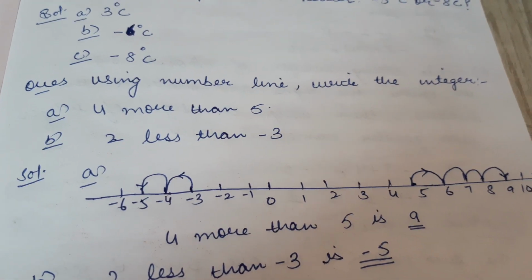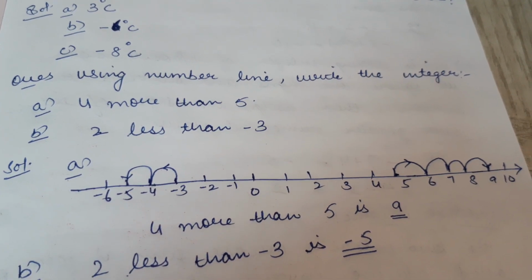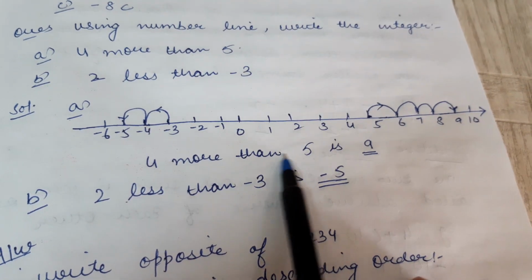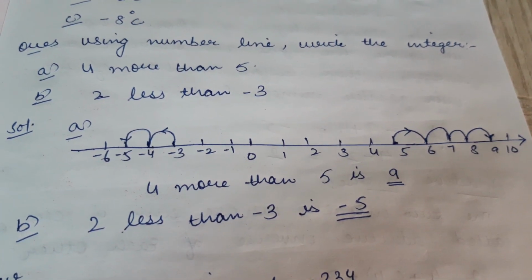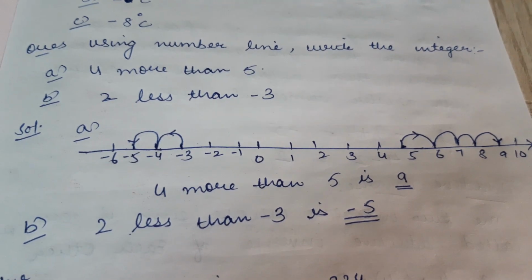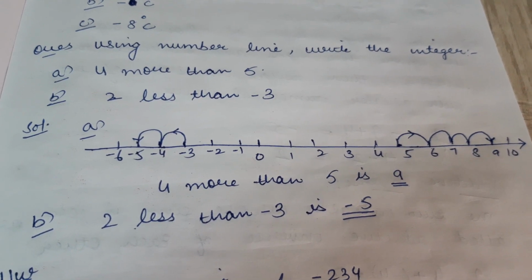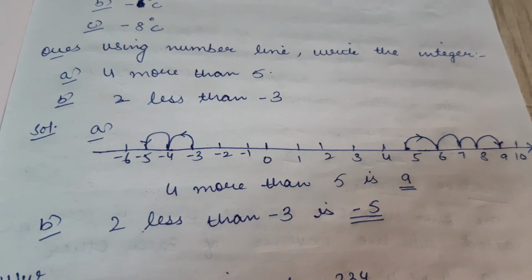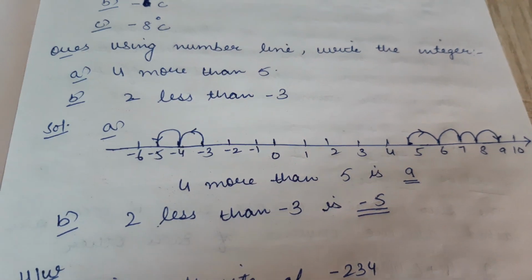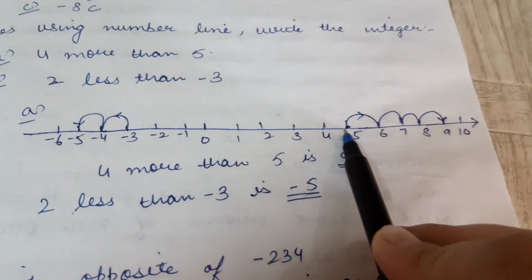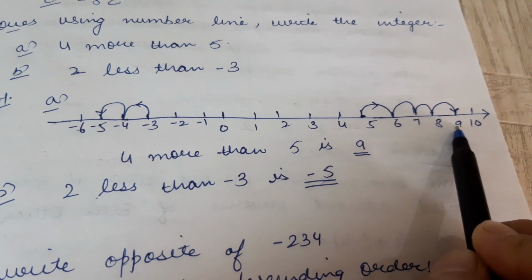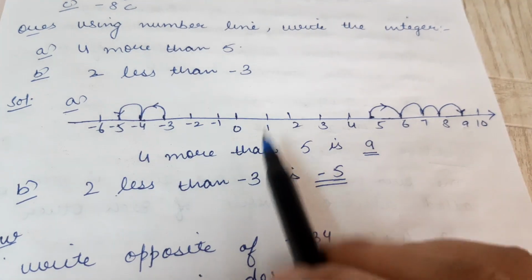Next is, using number line write the integer 4 more than 5. Firstly you have to draw the number line like this, 0, 1, 2, 3, 4 and minus 1, minus 2. 4 more than 5 means you have to start from 5 and move 4 steps towards right. More means towards right, and if it is less then we are to move towards left. Now 4 more than 5, we are here at 5, 4 steps more, 1, 2, 3, 4. So we have reached 9. The answer is 9.